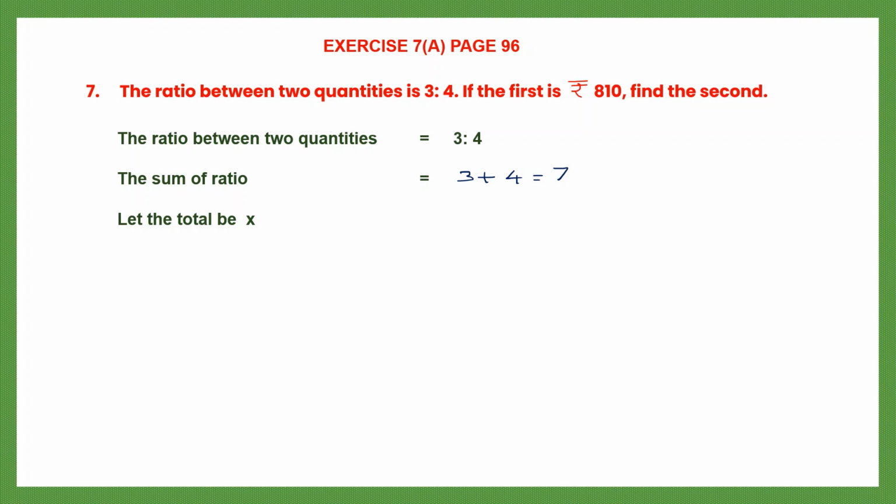Now why do we need the total? Now let me tell you. The first quantity given to us is rupees 810, isn't it? Now here 3 is the first number in the ratio. So that will be for the first quantity. So we're going to take 3 divided by the total or the sum of the ratio, divided by 7, into x, that is the total of the two quantities.